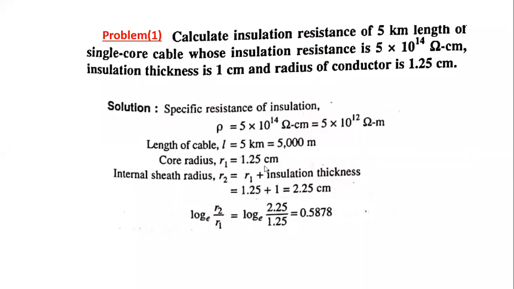The core radius R1 is equal to 1.25 centimeters, and the internal sheath radius is R2. Therefore, R2 is equal to R1 plus insulation thickness. What is the R1 value? 1.25, plus the insulation thickness, which is given in the question as 1 centimeter. Therefore, 1.25 plus 1 is equal to 2.25 centimeters.